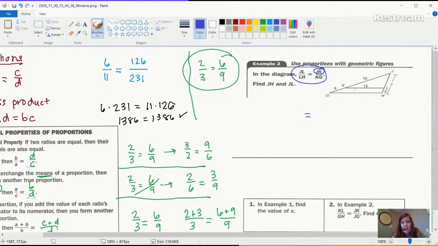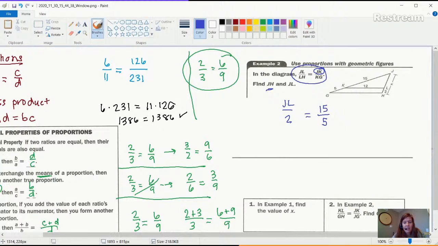So J to K, if I look at my diagram, I know that's 15, all right? And from K to G, that's 5. All right, I got a ratio already. That's awesome. Then on the other side, I want J to L divided by L to H, which is 2. Sorry, I should have looked at what I was trying to find. I'm trying to find how long JH is over here, which is X, and JL, which is some distance that's shorter than that.